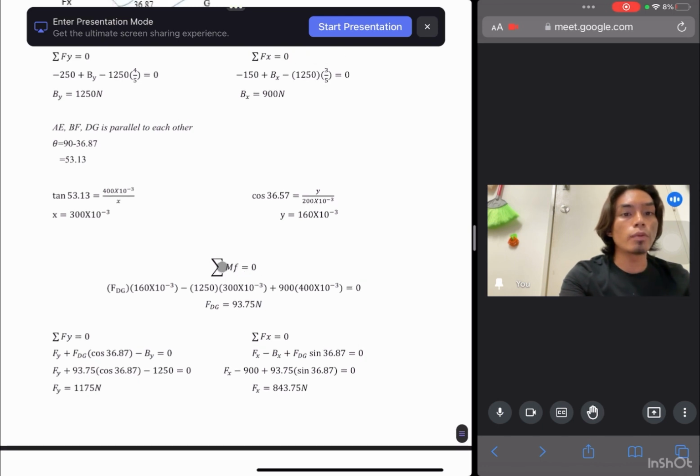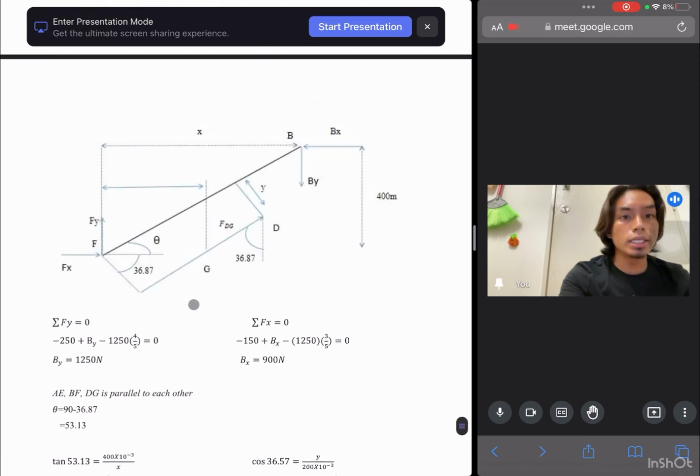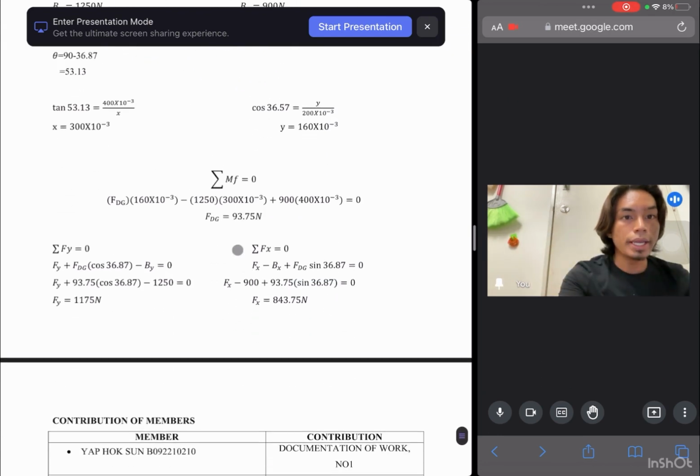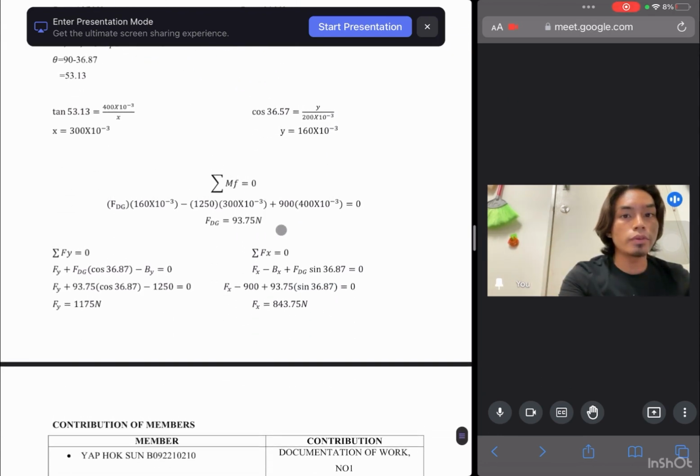After that we can find the moment at F equal to 0. So summation of moment at F equal to 0 equal to FDG times the distance is 160 minus 1250 times 300 plus 900 times this distance is 400 equal to 0. So we can get this FDG, and it was 93.75 Newton.